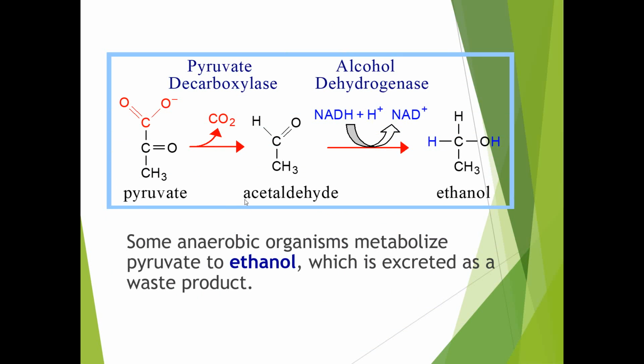There is another possibility in anaerobic organisms: pyruvate gets converted into ethanol also. In these reactions, an acetaldehyde intermediate is formed as pyruvate is converted into acetaldehyde by decarboxylation. For this reaction, the pyruvate decarboxylase enzyme is required, and then acetaldehyde is converted into ethanol by the alcohol dehydrogenase enzyme through a dehydrogenation reaction. Here one NADH is essential, converting NADH plus H into NAD, and the ethanol product gets formed, which is excreted as a waste product.